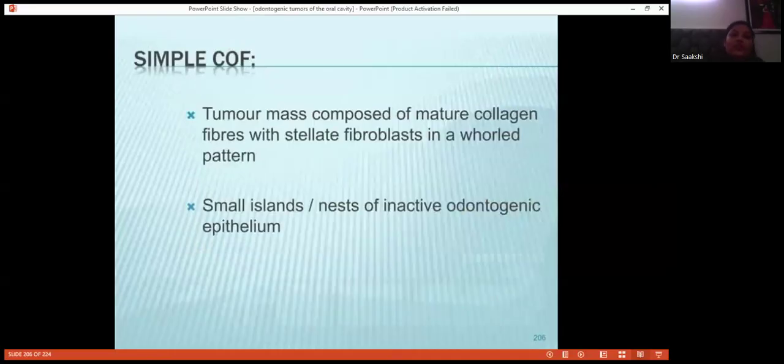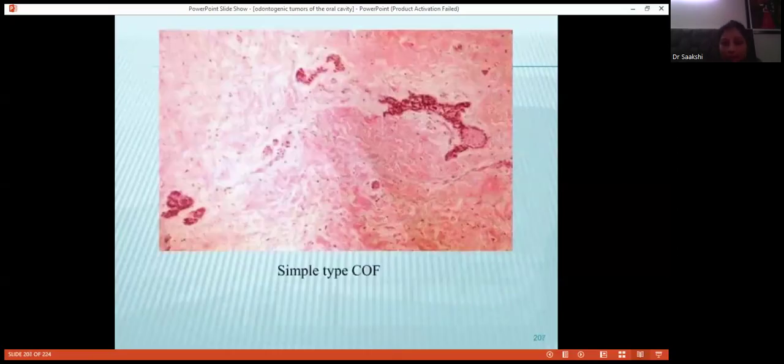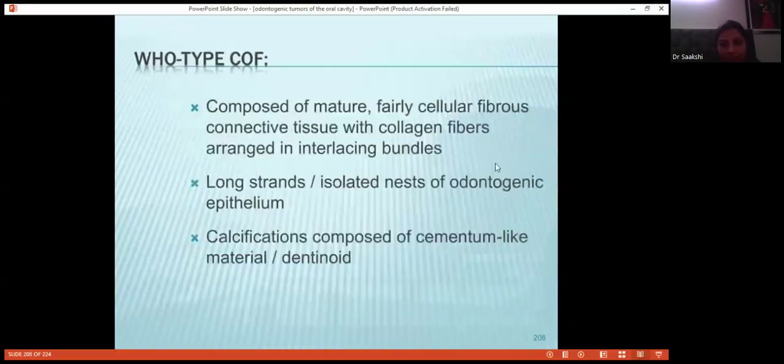Now what is simple type? There is a tumor mass which is composed of mature collagen fibers with ciliate fibroblasts in a whorl pattern. You can see small islands or nests of the inactive odontogenic epithelium. You can see in this picture, present here in simple form.